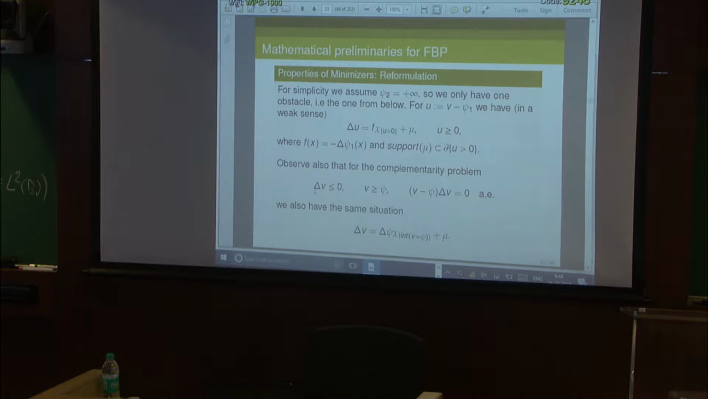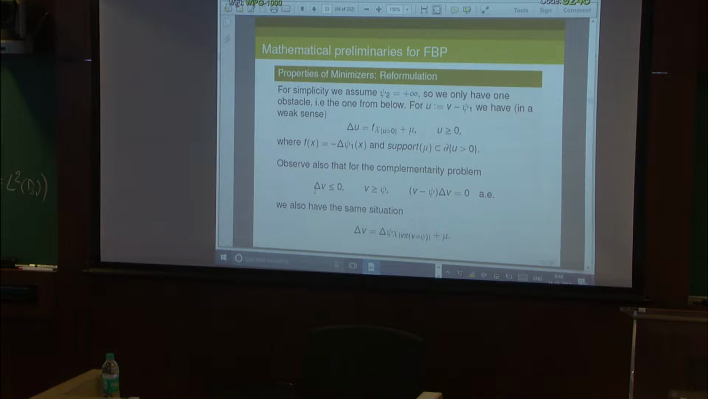But if you're here, then you can only make a variation upwards, but not downwards, because if you do downwards, you're contradicting this. You're violating that condition. So at sets where you're touching, you cannot make a variation downwards. You have to only do upwards.